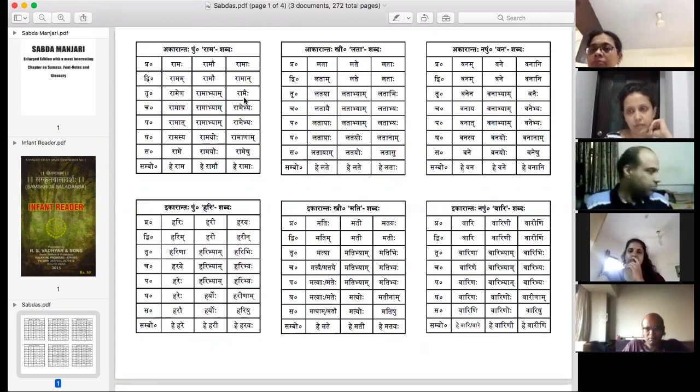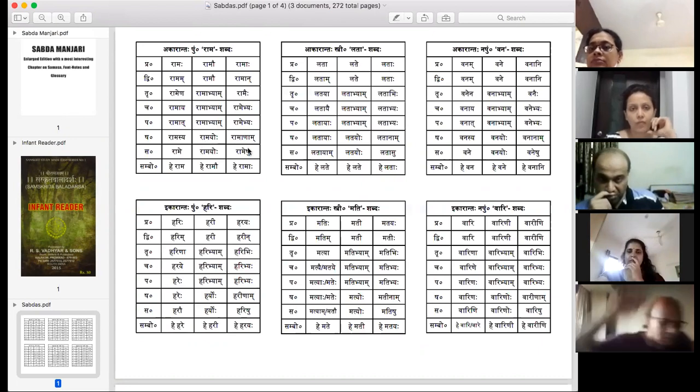So Ramaihi, and then here Harehe. Because the word ends in e, this Visarga also gets a different sound there. He, Harehe. It is not Hareha, Harehe.